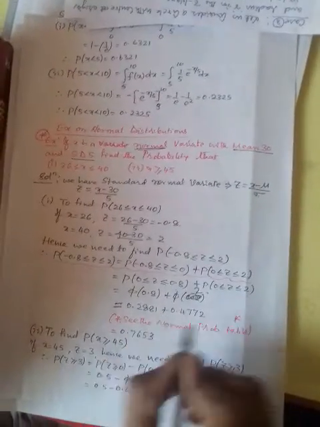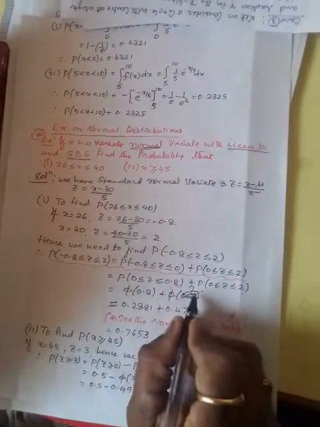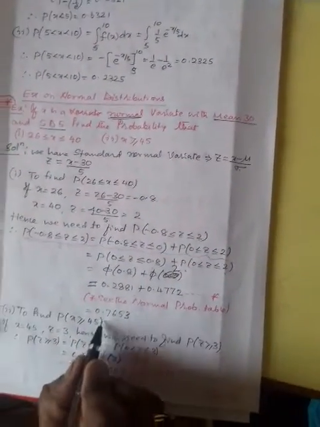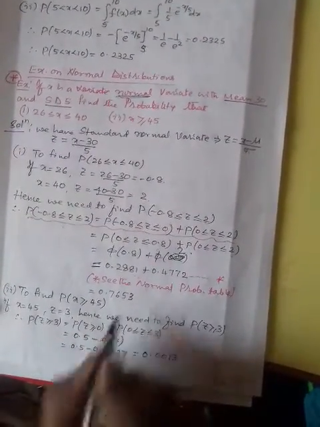Here, my dear students, phi of 0.8 is 0.2881. Here it is phi of 0.2, not 0.2. And what is phi of 2 here from the table? It will be 0.4772. Putting the value of 0.4772, addition of these two will be 0.7653.